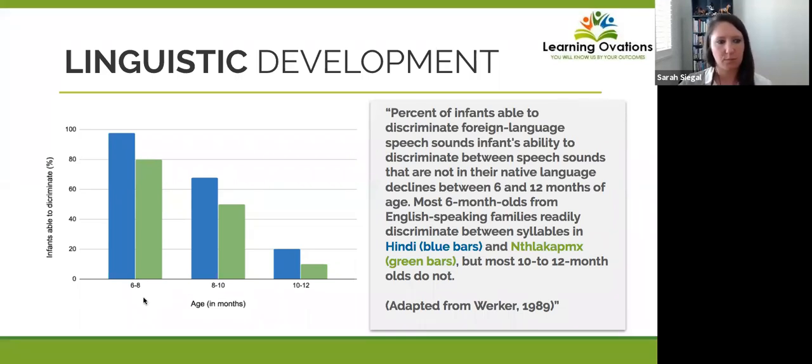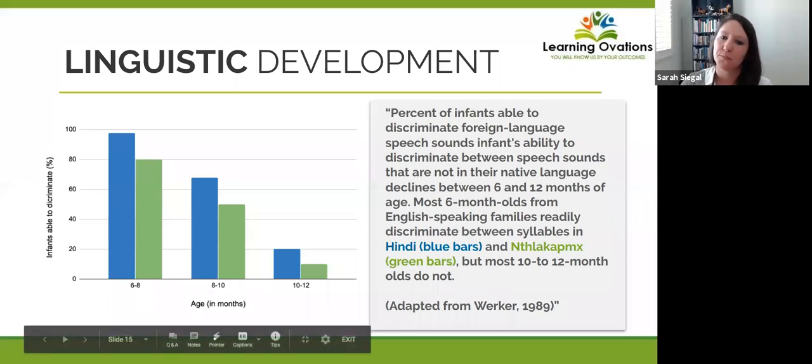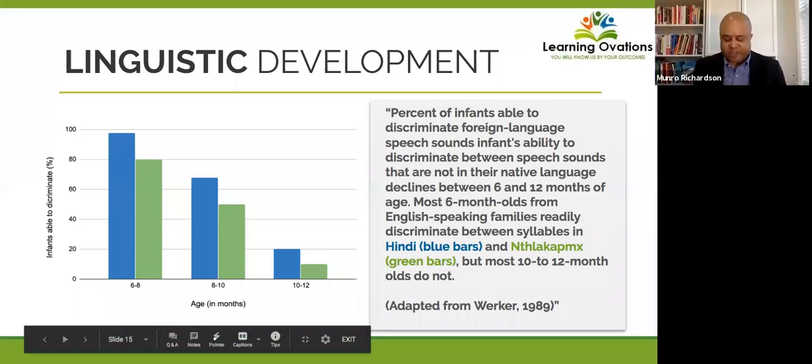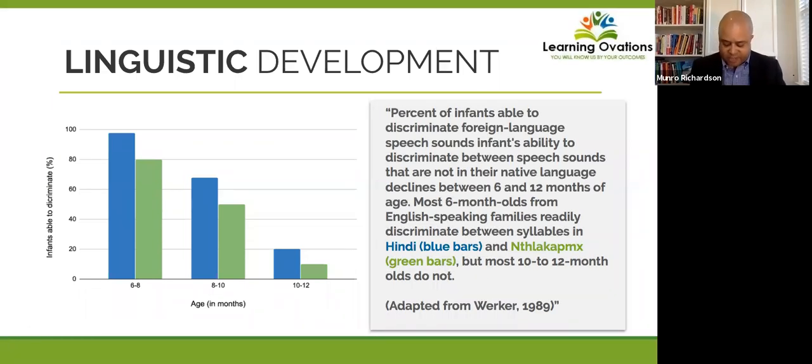So Sarah, this is all really interesting. And I'm curious, how does this play out across the K-3 space? And how does what children need change over time as they move through the early grades?